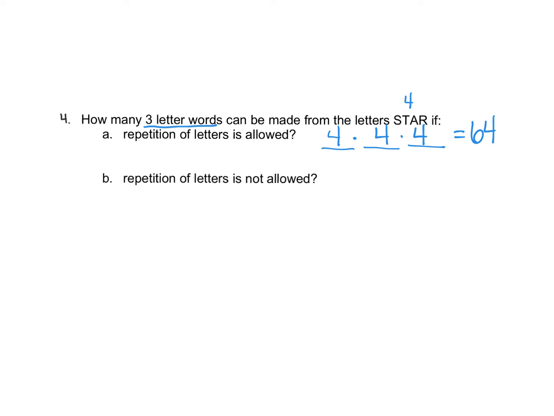Even if I use the letter S, I can use it again, so repetitions are allowed. So I'm going to have 4 times 4 times 4, and that's going to give me a total of 64 different arrangements. Now, if the repetition of letters is not allowed, then I'd have my 3-letter word again, and I'd be choosing from 4 letters to begin with. But let's say I use the letter A, I cannot use that again because the repetition of letters is not allowed. So then I'd have 3 letters to choose from, and now let's say I use the S, and now I have a total of 2 letters to choose from. So that's going to give me 24 different arrangements that I could make.